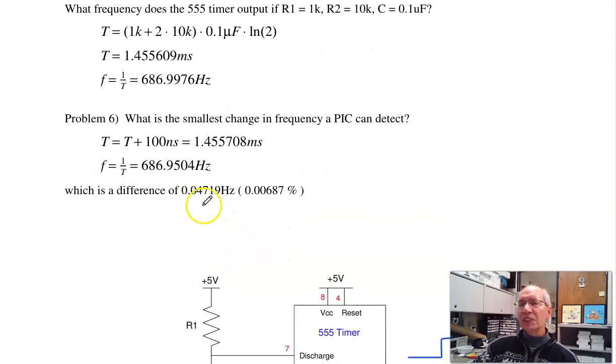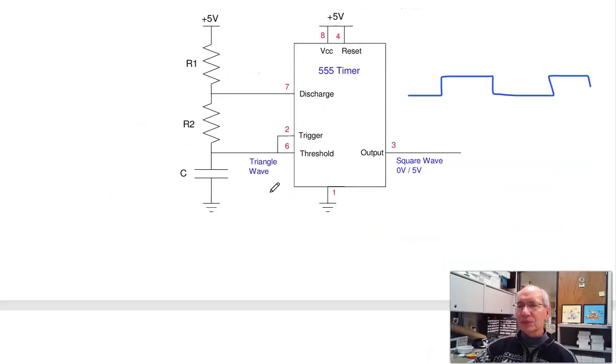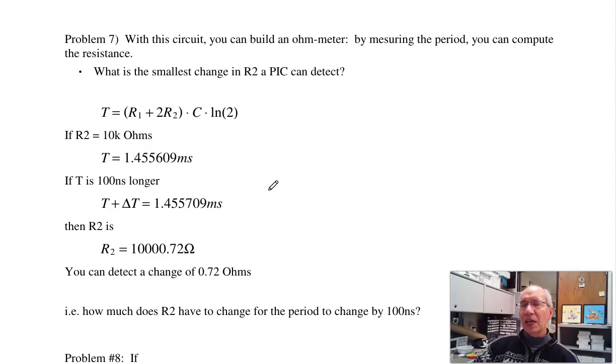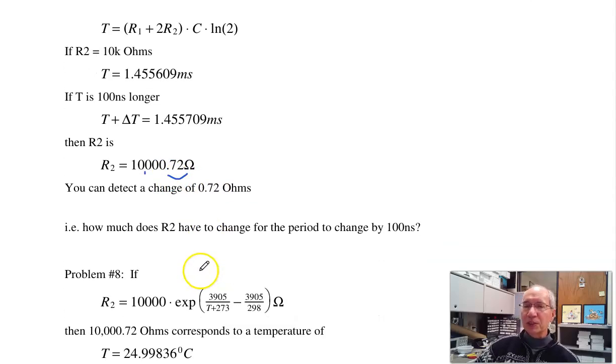So the PIC can see a change in frequency of 0.07 hertz, or 0.006%, if you measure time to 100 nanoseconds. I can use the PIC as an ohm meter. If I've got a 1K or 10K resistor, if it changes, the period changes. The amount that it has to change so that the period changes by 100 nanoseconds is: take the period, add 100 nanoseconds to it, recalculate R2. The change is 0.7 ohms, so the PIC can measure 10 kiloohms with a resolution of 0.7 ohms, which is pretty impressive.